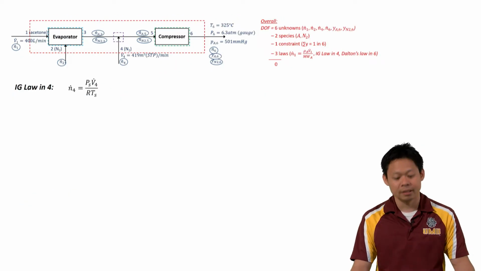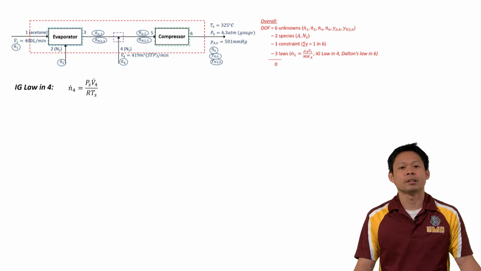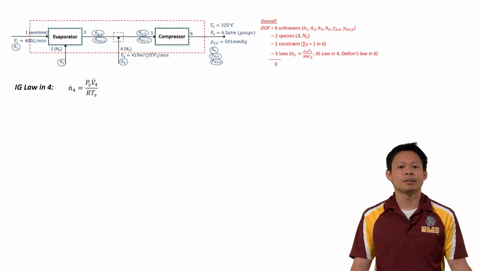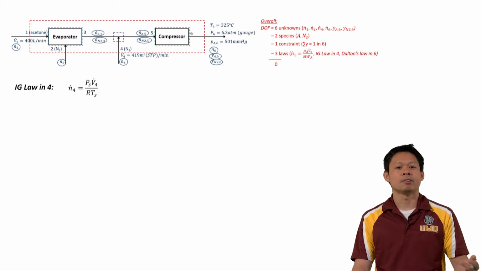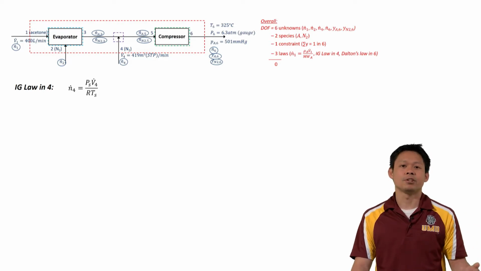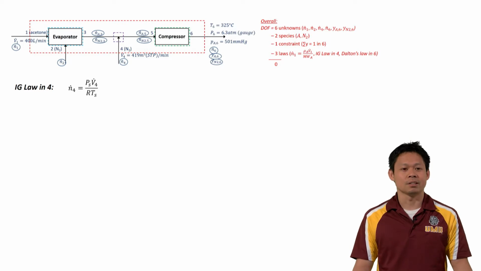Let's go ahead and start solving it. The degree of freedom is shown up there, which means we are going to solve our 6 unknowns by writing 2 species balances, using our constraint, and writing out 3 different laws. These 6 equations should allow us to solve our 6 unknowns.